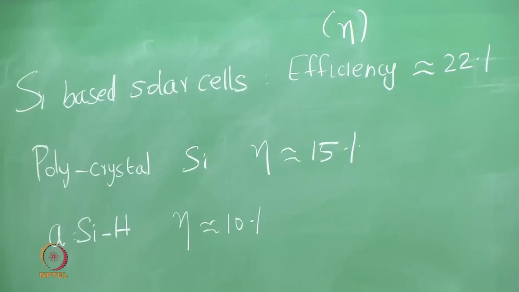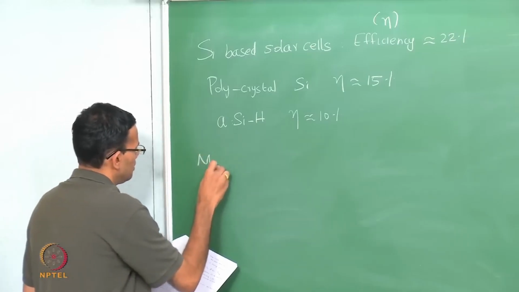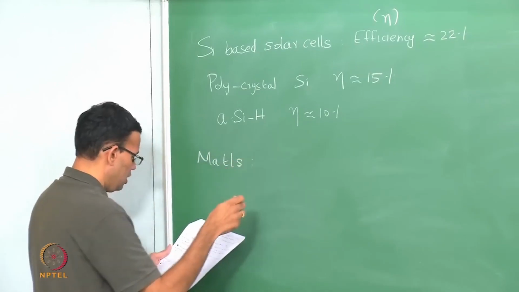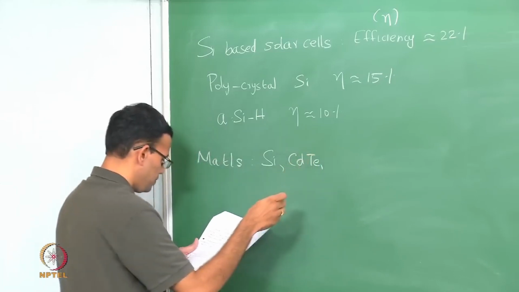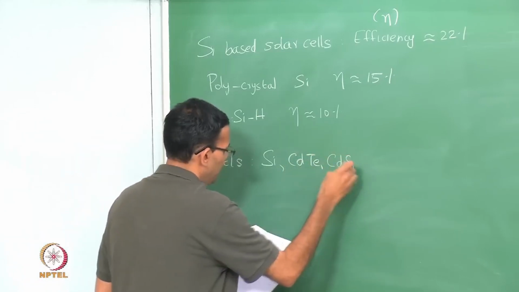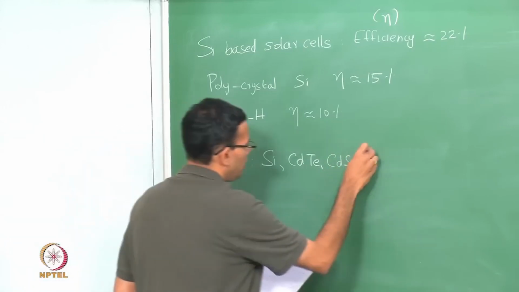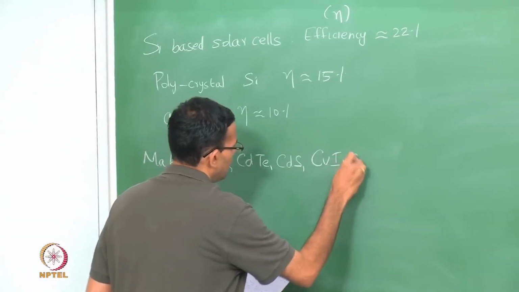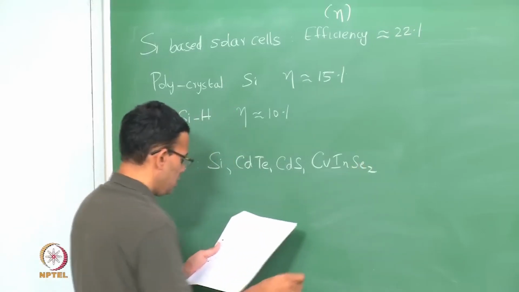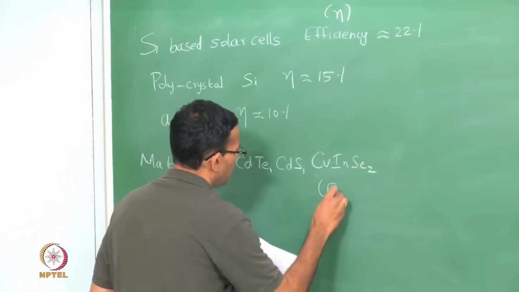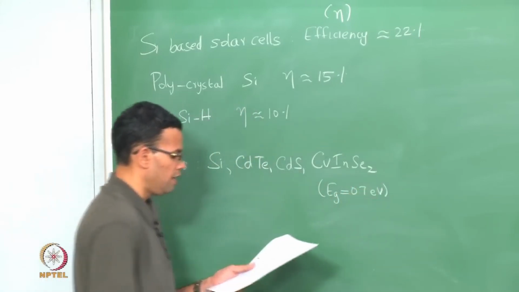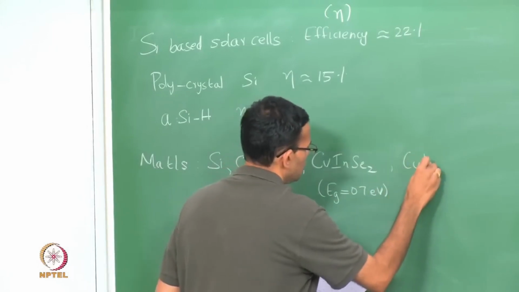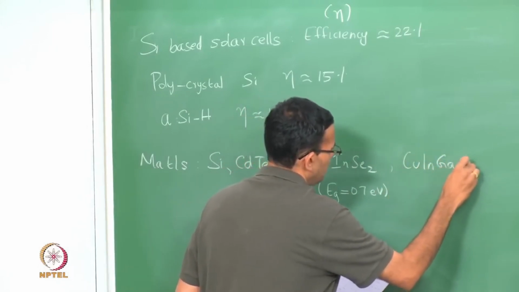There are other materials that are used for solar cells. Some of the typical materials, we already saw silicon, have cadmium telluride, cadmium sulfide, and then copper indium diselenide. This is a material with a band gap of around 0.7 electron volts, and a variation of this, which is copper indium gallium diselenide.